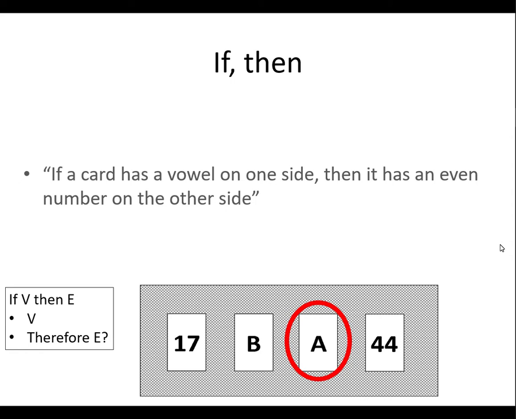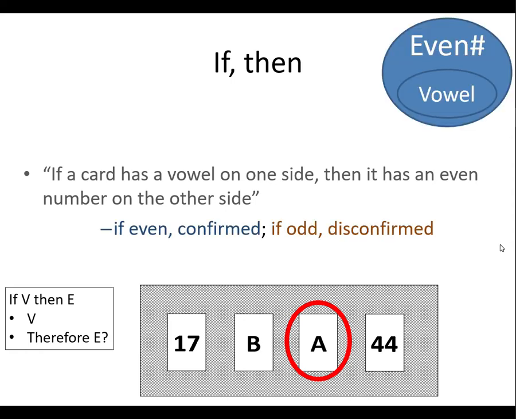If you flip this vowel over and you find an odd number on it, then this rule is being broken. Or, a more intuitive way to put this that connects with people better is the rule lied to you. The rule said if a card has a vowel on one side, then it has an even number on the other side, but it has an odd number on the other side. The if-then statement is a lie. If we flip over this vowel card and it's even, we've confirmed the rule, and if we flip it over and it's odd, we've disconfirmed or falsified the rule.